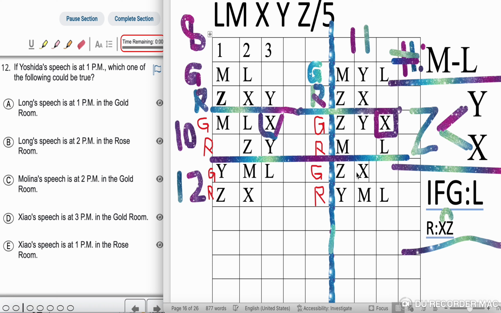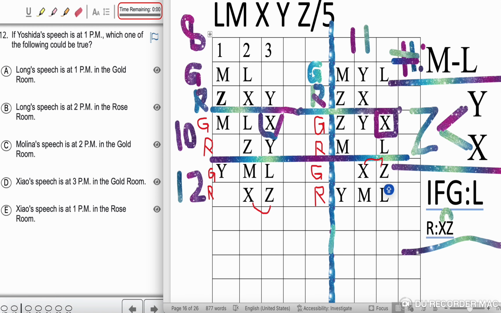I created two worlds, so I'm just going to check M before L. That's true in both worlds. Z before Y and X. So we're going to put Z here in first, and make sure that it's at the same 1 p.m. because we don't want it to come after. If L is in the gold room, then X and Z have to be in the R room. So these two worlds meet the conditions. Let's go ahead and answer this question. So this is going to be for question 12.